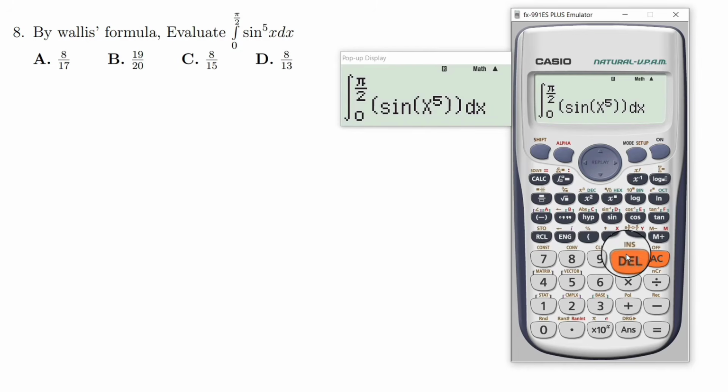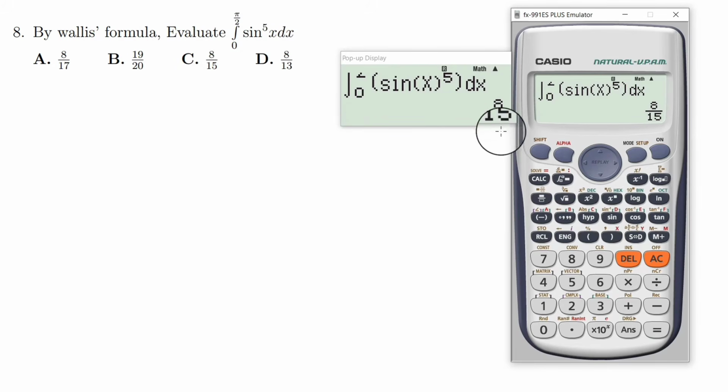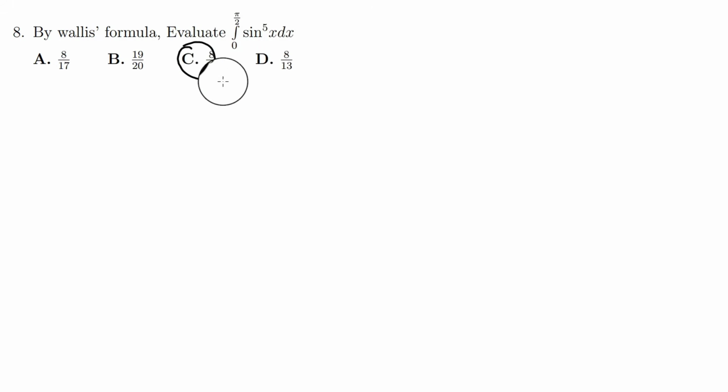But if I edit it and I have my sine x, then I can now press this key, and then press my 5 button, which will now give me my results. Okay, so make sure that you don't make that mistake while you are inputting your arguments. So we have this to be 8/15. So this is our correct answer. So let's move on to the next question.